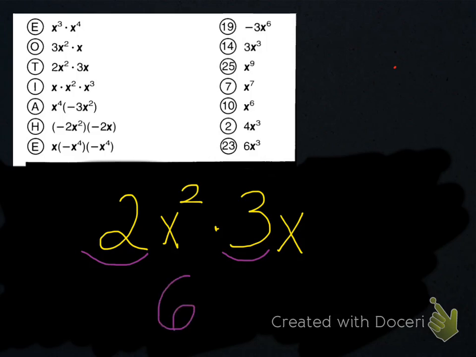Then I go to my like bases, and I go in order of like bases. In this case, I only have x's, and so I have an x here and an x with a 1 exponent. So, like bases, x to the, add their exponents, 2 plus 1 is 3. Final answer is 6x cubed. I'm going to skip down a little bit.